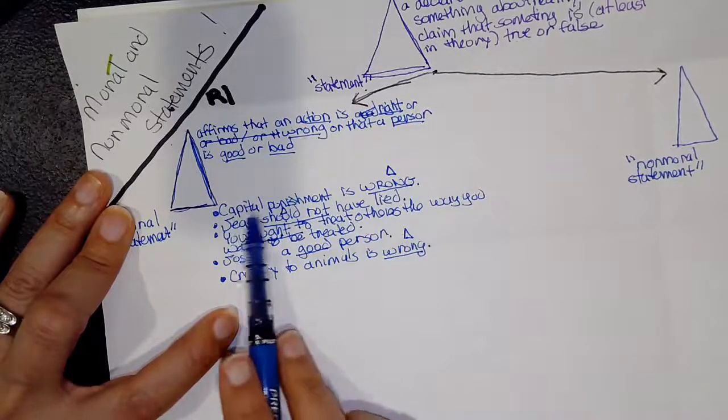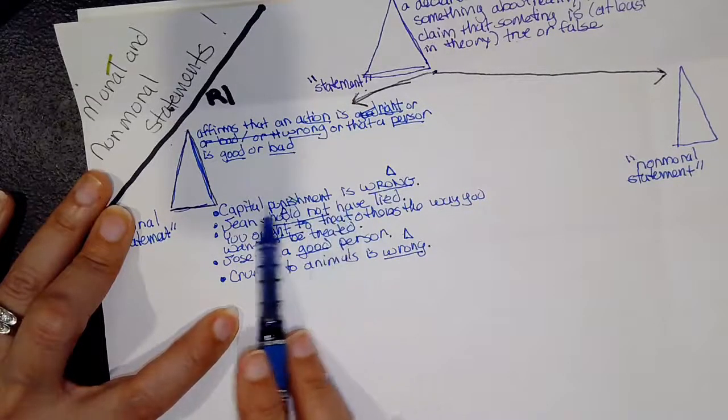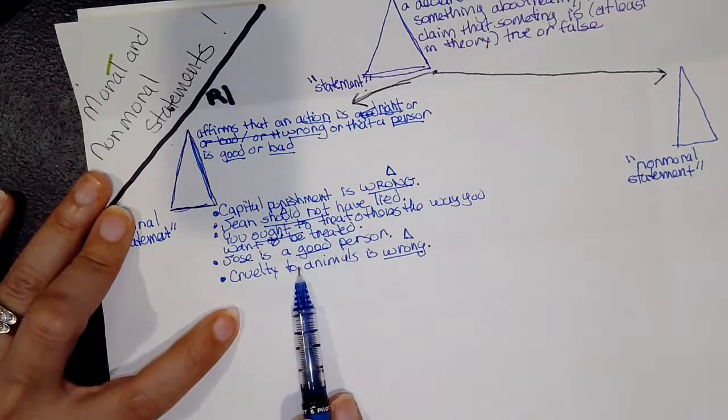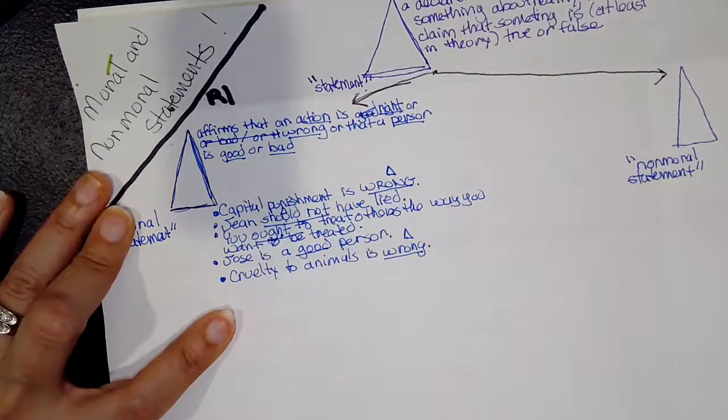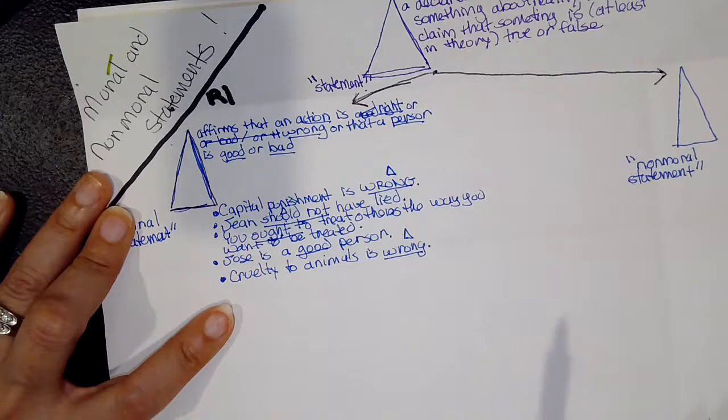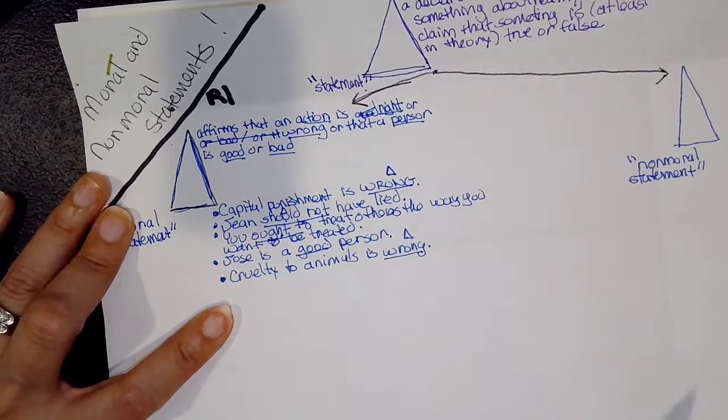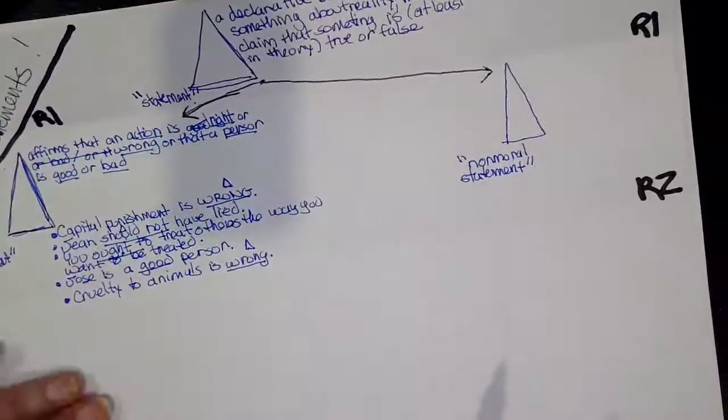So you should be able to figure out, okay, here are the things you should be able to do as a result of this. For each of these, is the statement focused on an action or a person? And secondly, are they saying that the action is right or wrong? Or are they saying that a person is good or bad? Okay, so on that note, we're going to go over to non-moral statement.